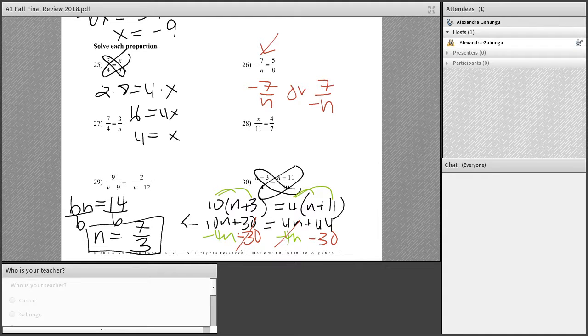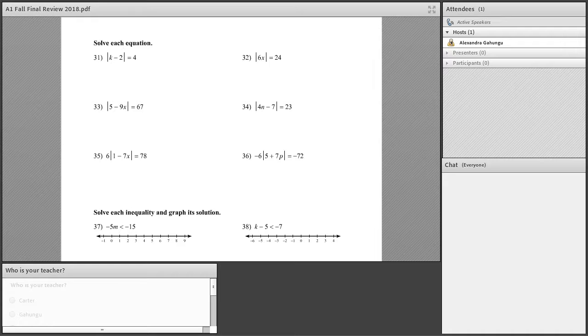Okay, then the next page goes over absolute value equations. So things to look out for are you're going to make 2 equations. I've got those 2 absolute value bars right there, so I'm going to make 2 separate equations. I've got one that tells me k minus 2 is equal to +4. And then the other one, k minus 2, so everything inside of the absolute value stays the same, equals -4.